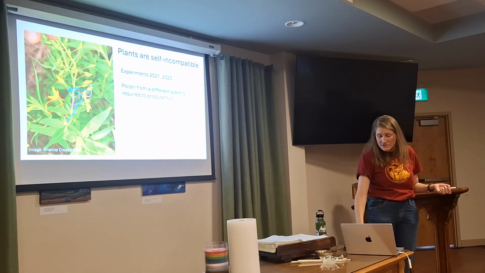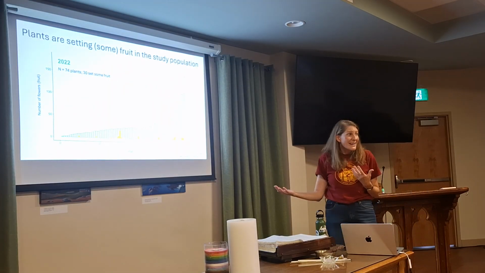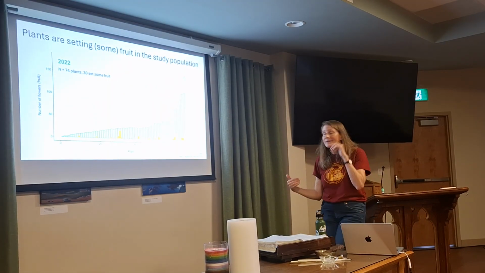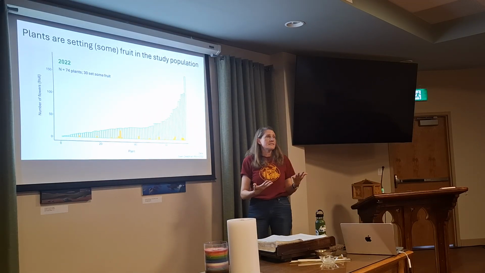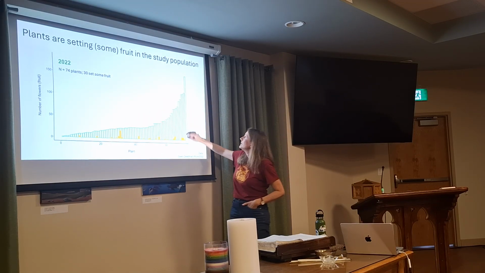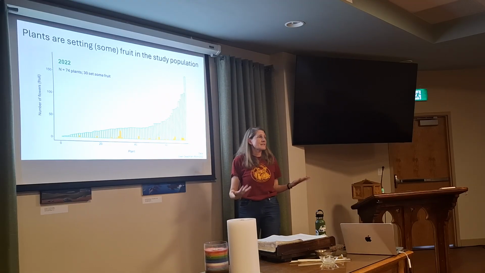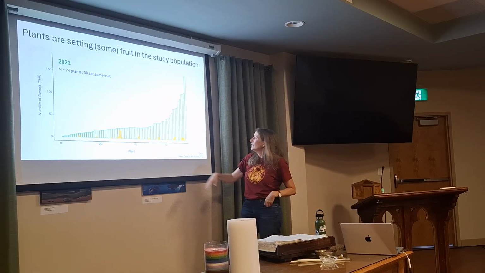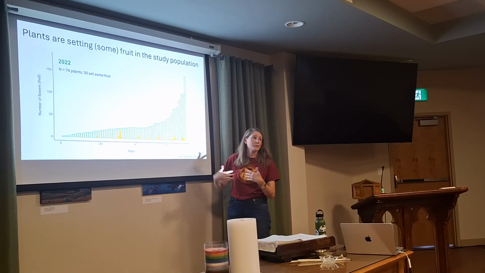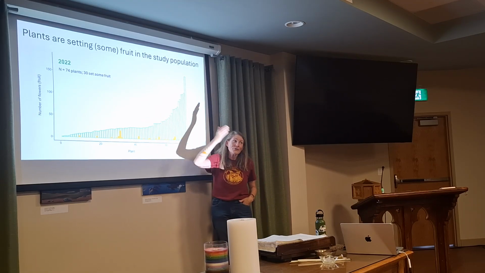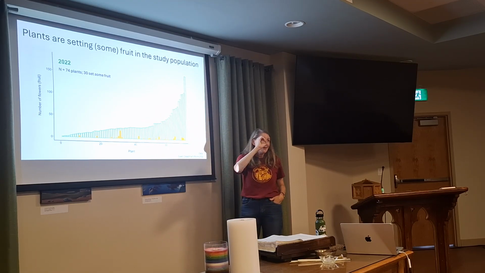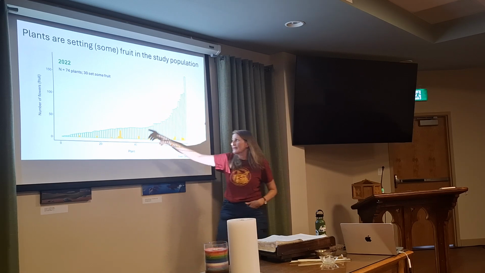Are they setting fruit in Sackville? The answer was yes. Not a lot, but yes. So these are bars representing 74 different plants in this population in 2022. The height of the bar tells you how many flowers that plant had in that study year. And the yellow part of the bar is how many fruit it made. So there's not a ton of fruit being made, but there are fruit, right? It's not zero. And some of the plants are doing pretty well.